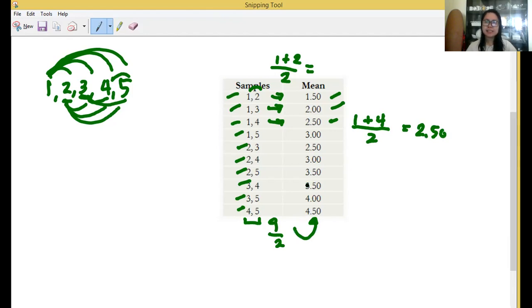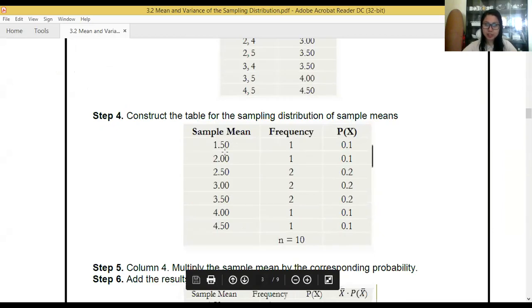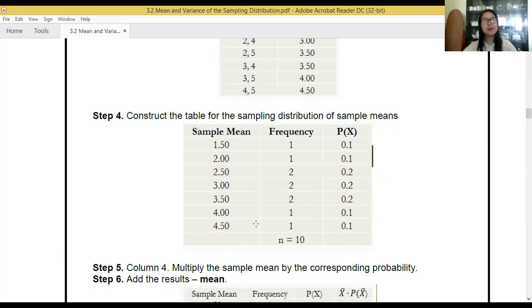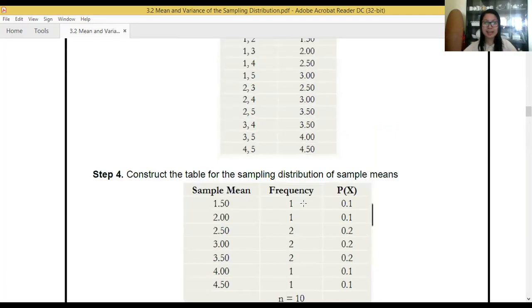Next, in step 4, you need to arrange your mean from the least to the greatest. So let's go back to our material. So we now arrange them from 1.5 to 4.5. Next, they say you really need to be very careful with this one, because if you get an error in step 3, everything will be erroneous to the end. So you need to be very careful.